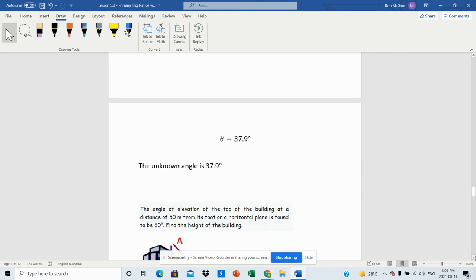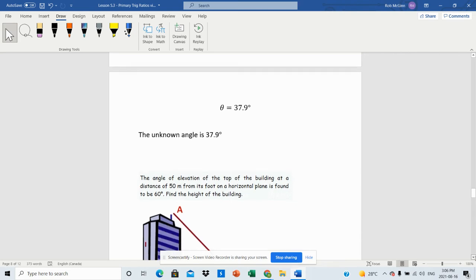Whenever I get a word problem, I always try and set up a diagram. Sometimes we're lucky enough to have diagrams that go along with the question. If not, we're going to try and figure it out. Now, the first thing is it talks about the angle of elevation. And the angle of elevation is the angle that we would be at if we were on the ground and looking up at the top of the building. So we're looking up at a 60-degree angle.